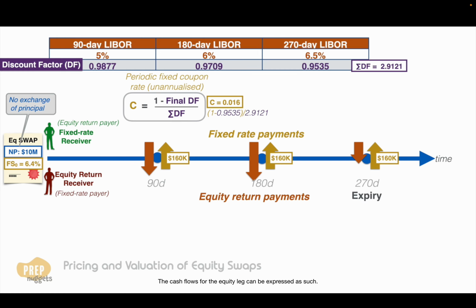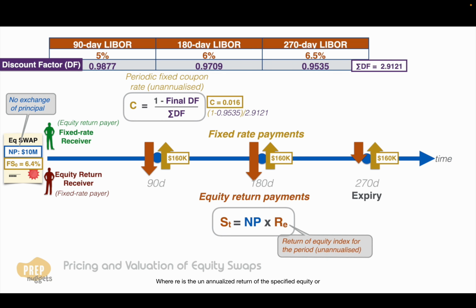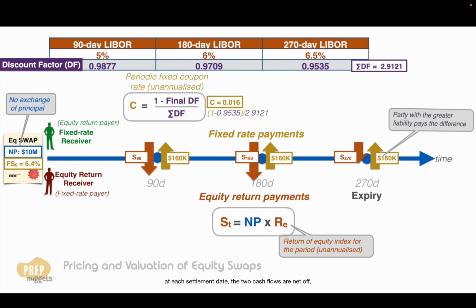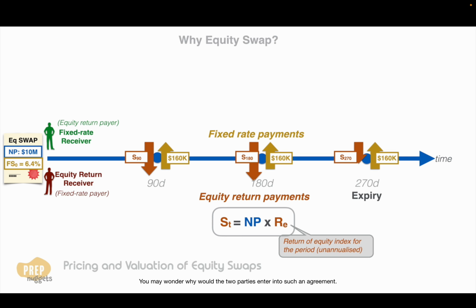The cash flows for the equity leg can be expressed as such, where RE is the unannualized return of the specified equity or index for the period, with or without dividends as specified in the contract. At each settlement date, the two cash flows are netted off, so the party with a greater liability has to pay the difference. You may wonder, why would the two parties enter into such an agreement?